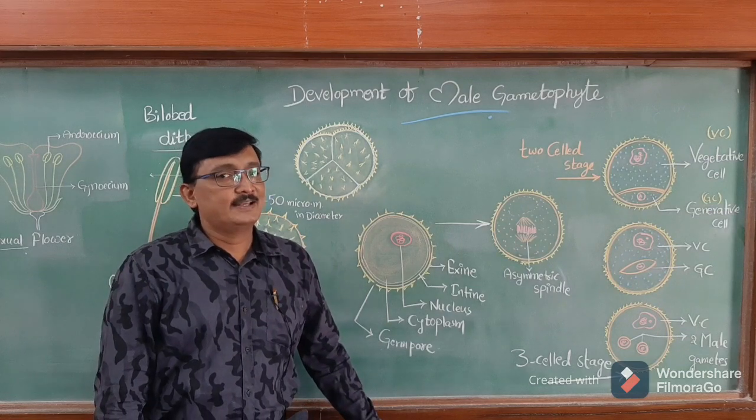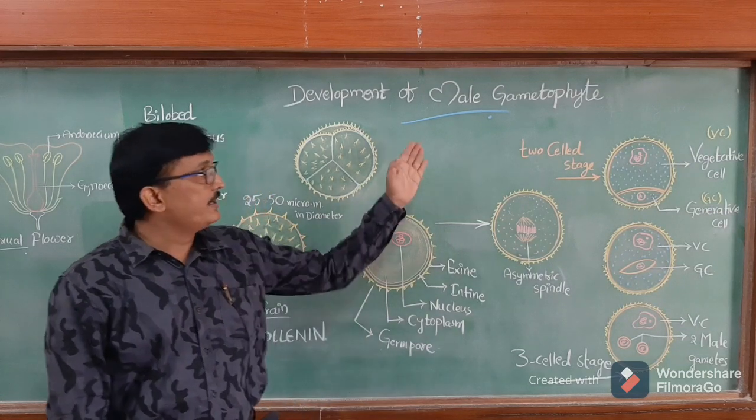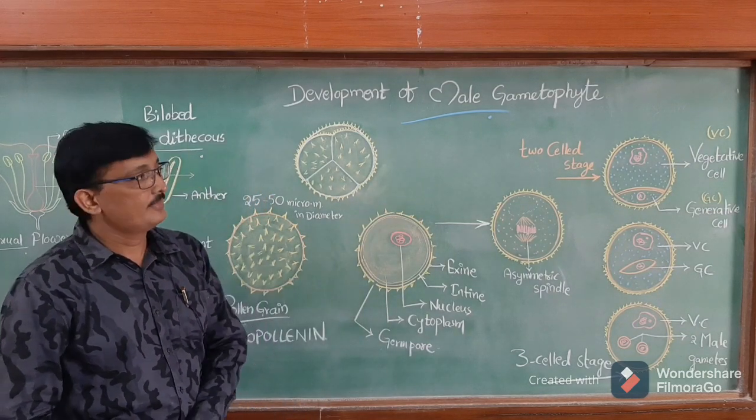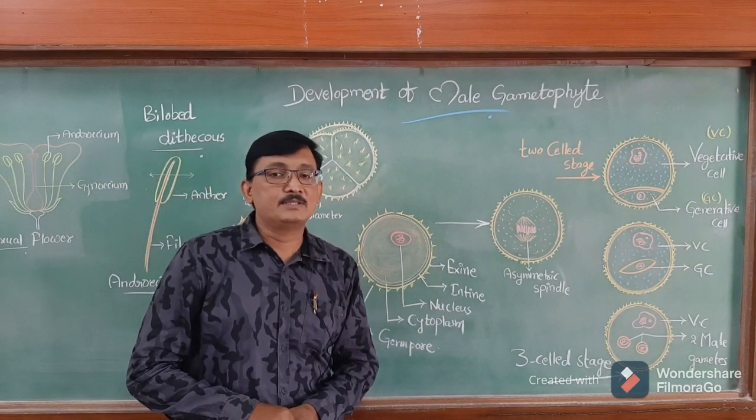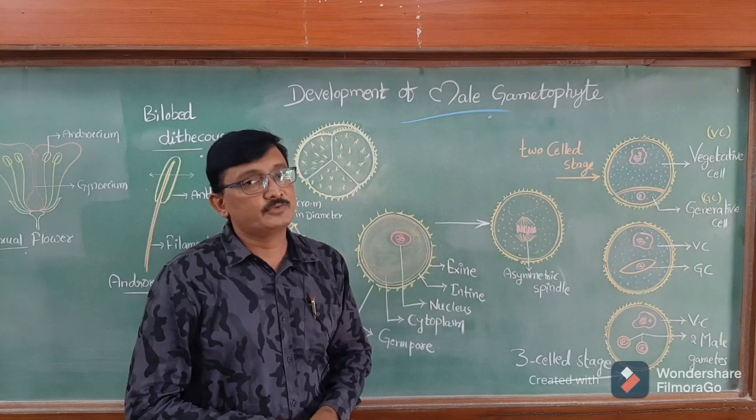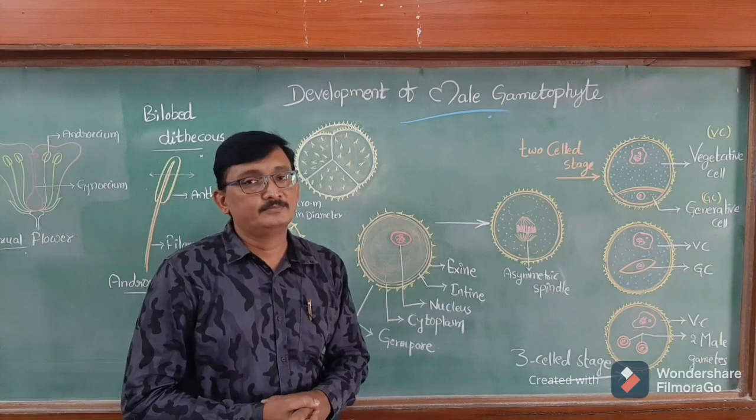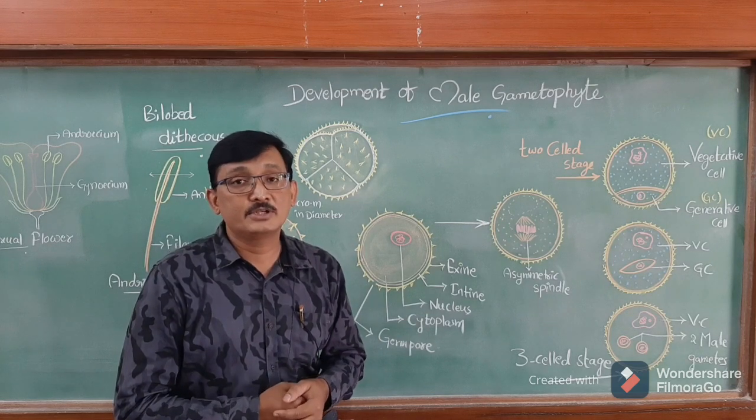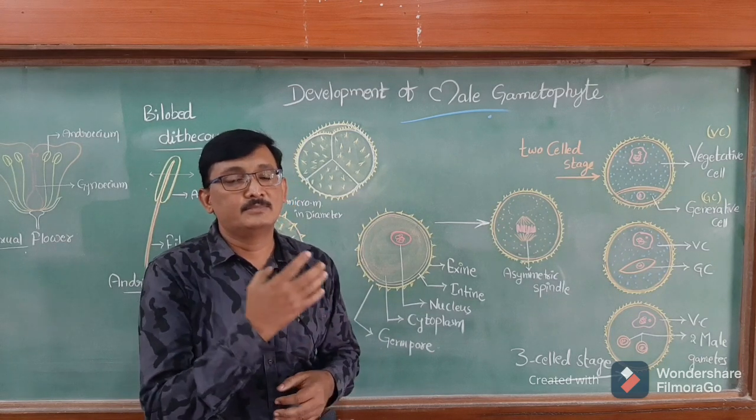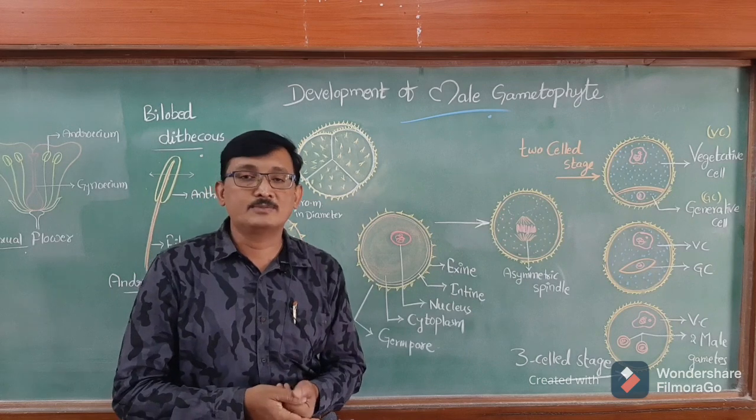Today we will discuss the development of male gametophyte. Right. So we know about microsporogenesis. That means microspores which are produced from anther. Anther consisting of microsporangia. In microsporangia, sporogenous tissue is there, and it undergoes meiosis and it forms pollen grain.